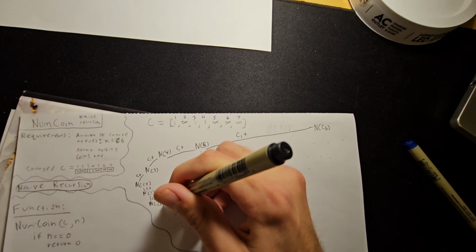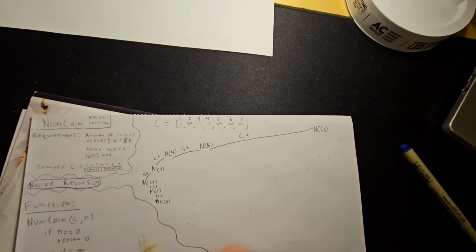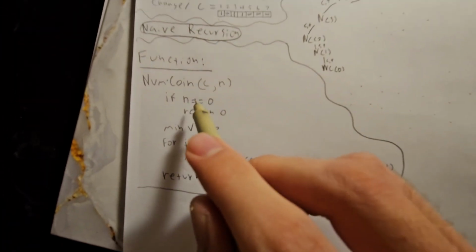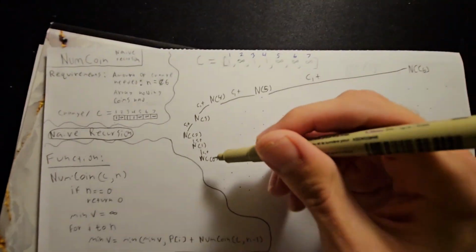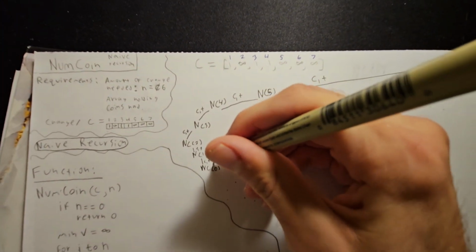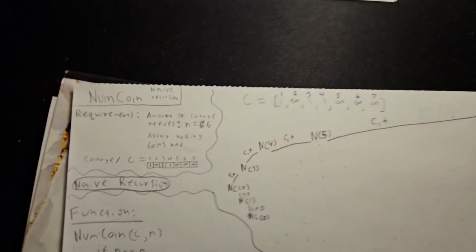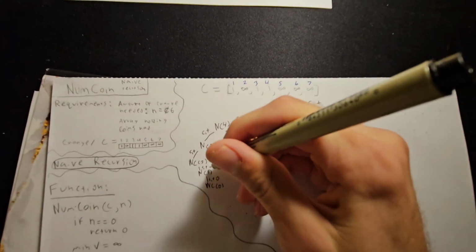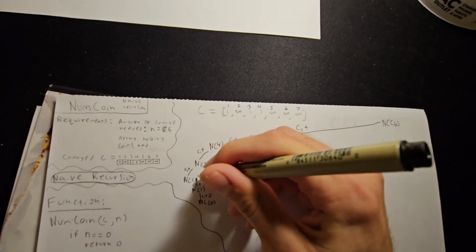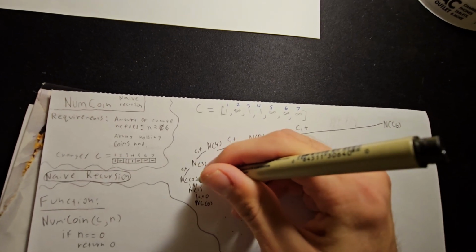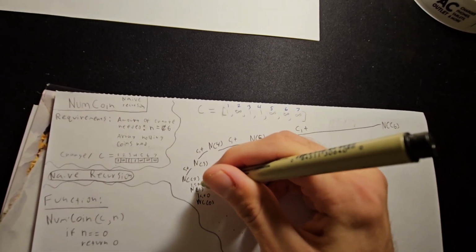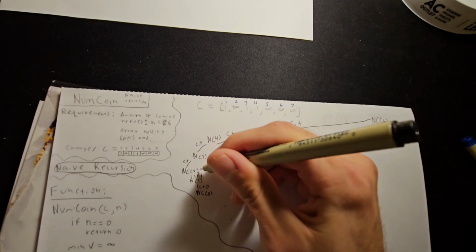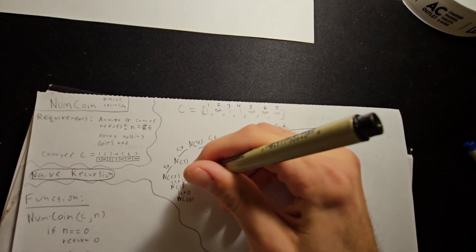So NC0 is going to be equal to 0. It's going to come in here: if n equals 0, return 0. So this is going to return 0. C1, as you can see here, is 1, so this is going to be 1. This is then going to return 2 to here. This is going to equal 2.